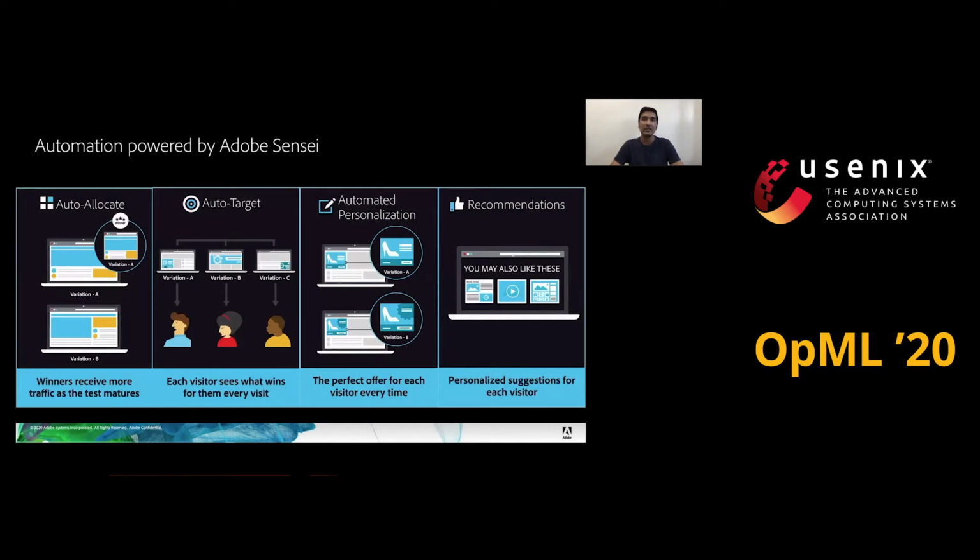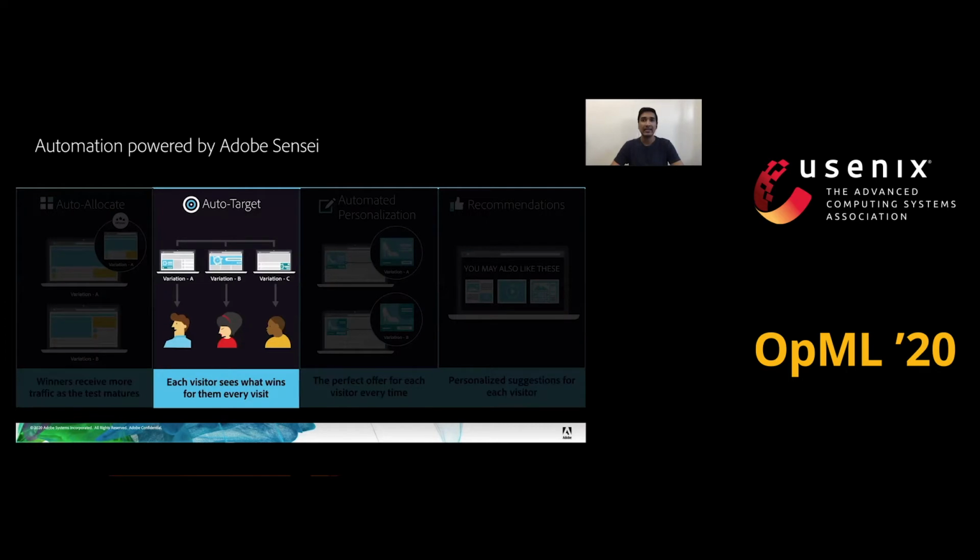So as you can see from this list of features, the ones which require more advanced machine learning are the auto-allocate, auto-target, and automated personalization products, as well as, of course, the recommendations algorithms. So in today's talk, we'll be focusing on the auto-target product, which selects the best holistic experience to show each visitor on each visit to our customers' websites.